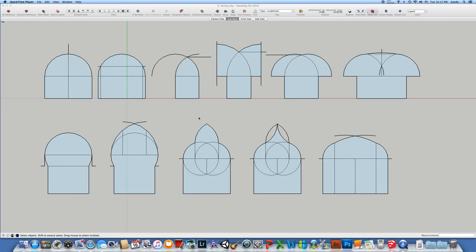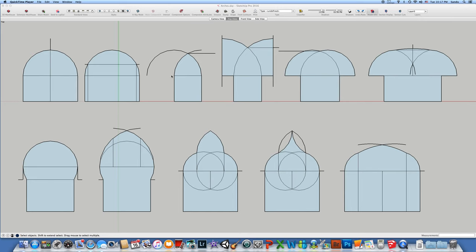As probably everybody knows, since antiquity, the Egyptians looked like they knew stuff about arches, but the Roman and Greek architecture actually started using arches in a more frequent way, especially the Roman architecture.